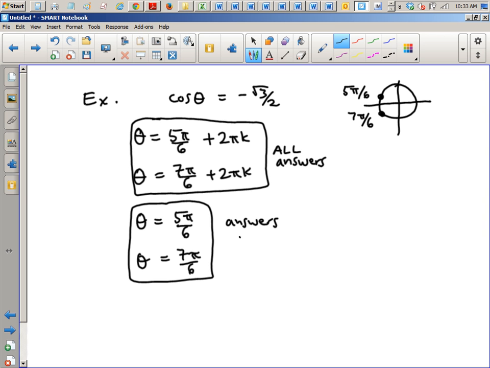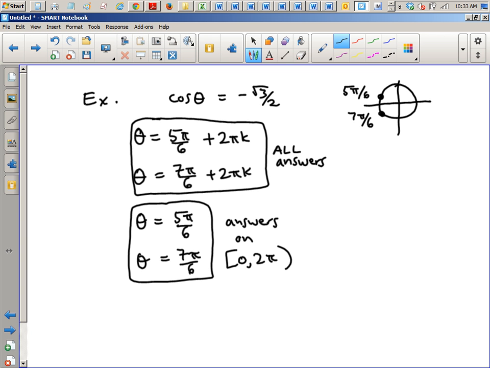So we would say those are the answers on the interval 0 to 2 pi. The reason I'm doing two sets of answers for everything is because sometimes in the book they ask you for a general formula for all answers. That's this. Sometimes they say give all answers from 0 to 2 pi. That's this. So I want to do both each time. That way you can get the hang of it.